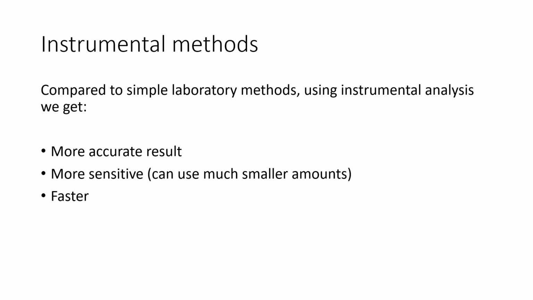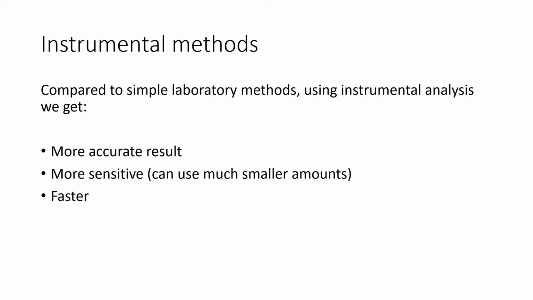So those are the tests that we need to know. The flame testing for cations, the precipitate reactions for cations, the carbonate test for negative carbonate ions, the precipitate test for halide ions, and also the precipitate test for sulfate ions. What we can also do is use instrumental methods.